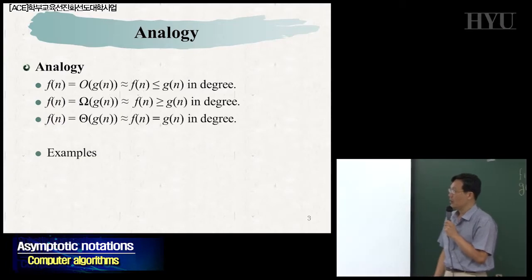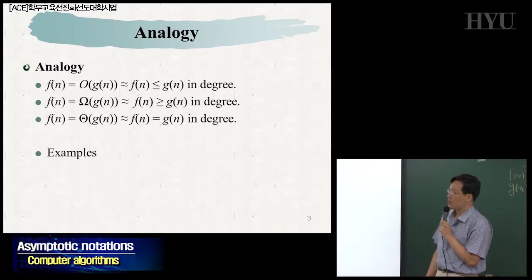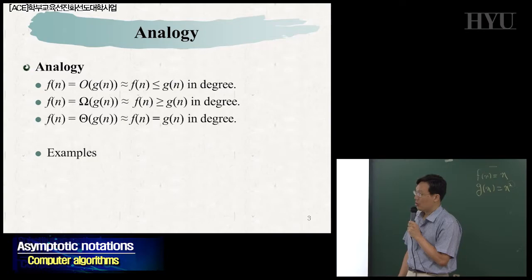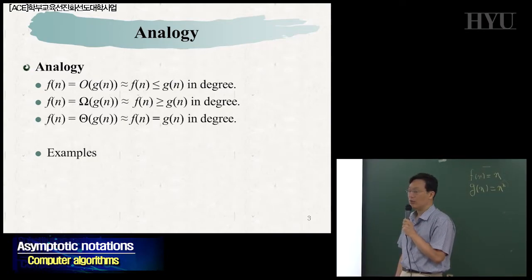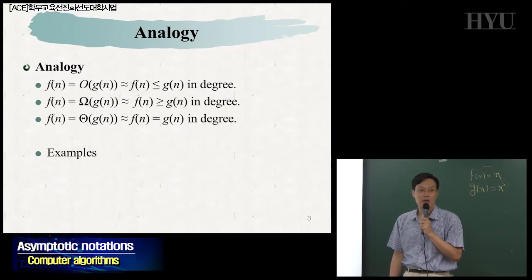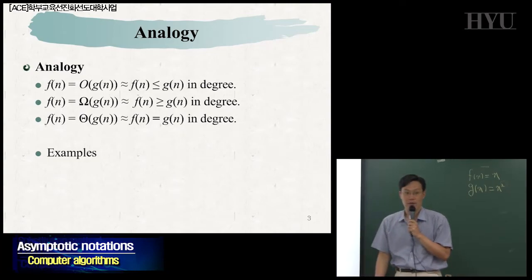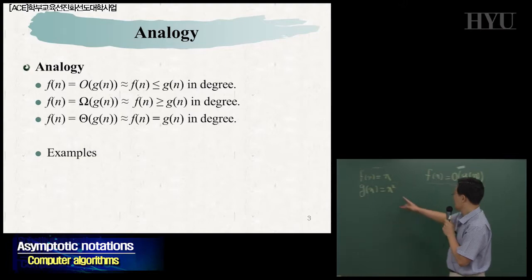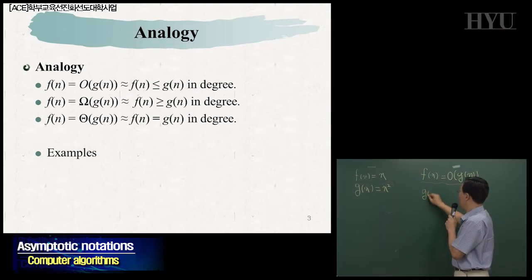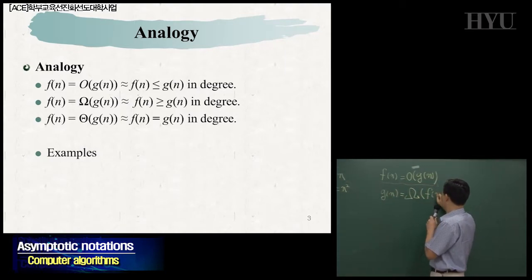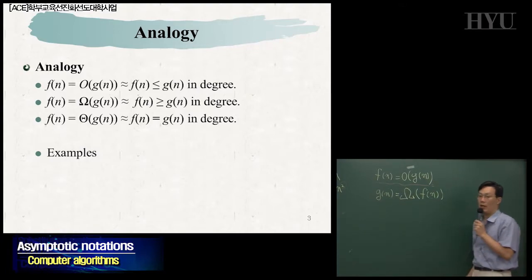Then the second one, f of n is omega of g of n. In this case, the degree of f of n is greater than or equal to the degree of g of n. In this case, g of n is big omega of f of n.